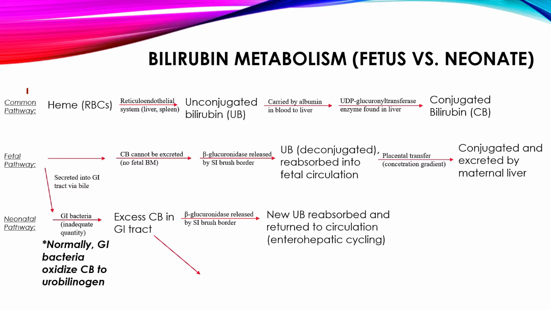And this is one of the reasons you get physiologic jaundice in neonates, because you can't get rid of the unconjugated bilirubin until the GI bacteria get up into a sufficient quantity. But there is one way to get rid of this excess conjugated bilirubin, and that's through feeding.